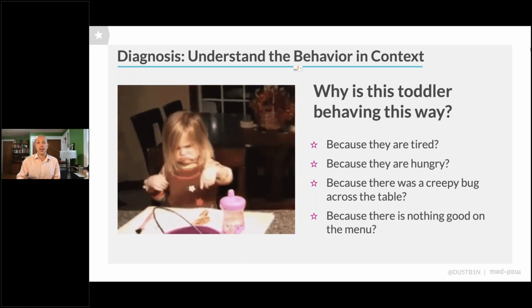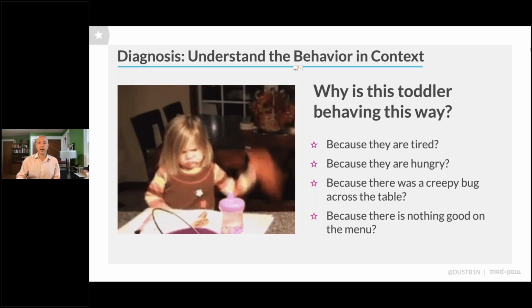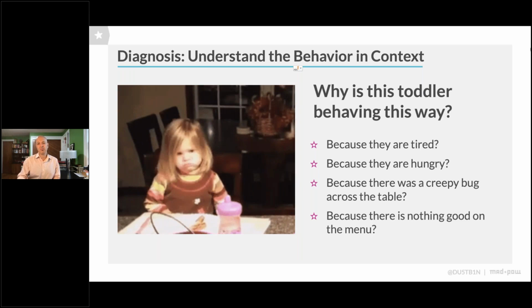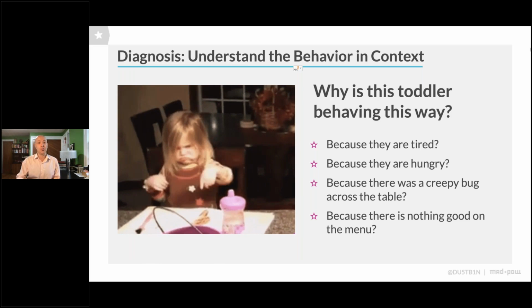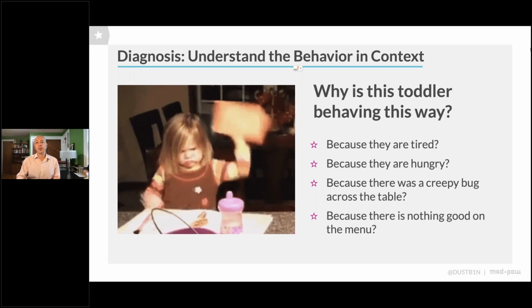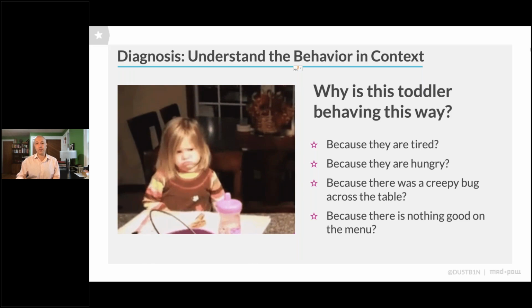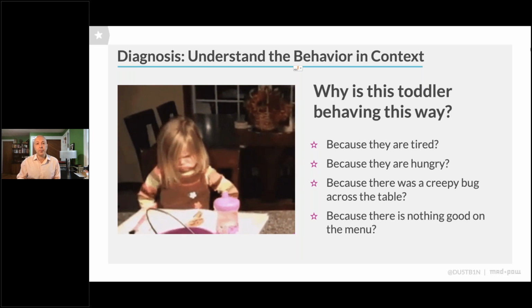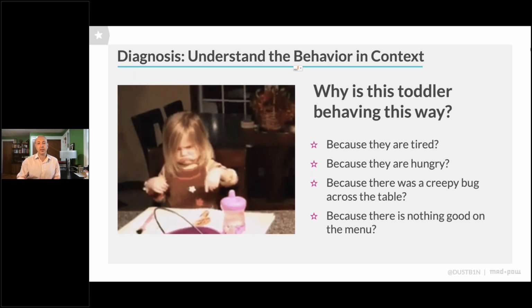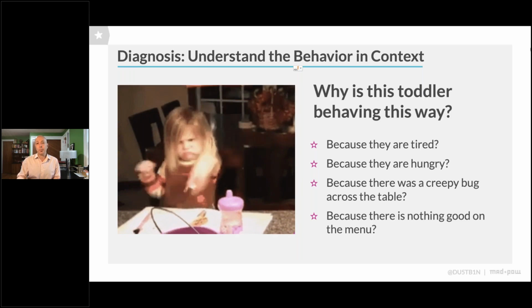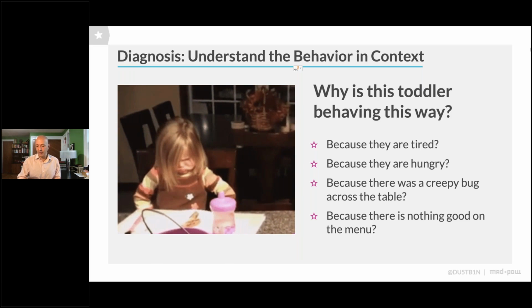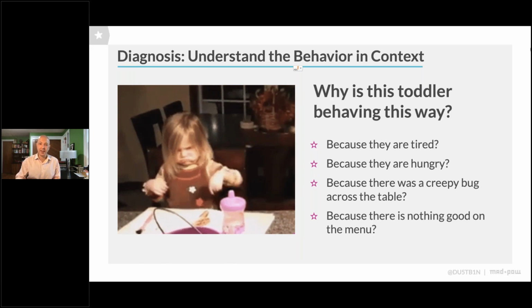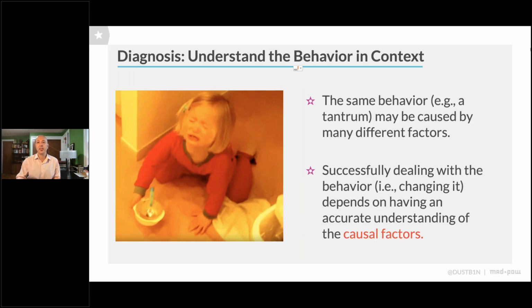We need to understand which one, tired, hungry, bug, not happy with the meal provided, in order to remedy the situation. If the food is great, and they had a great meal, but we don't remove the bug, we're not going to alleviate this situation. So we need to understand what's going on underneath that behavior.